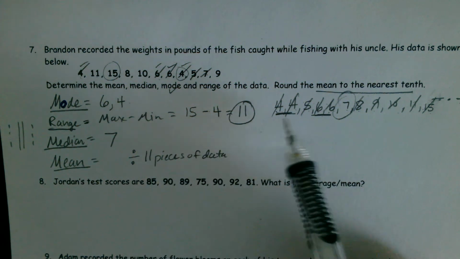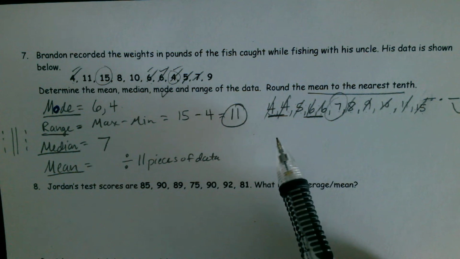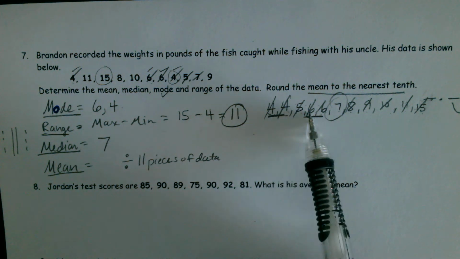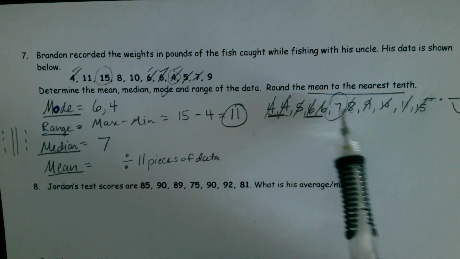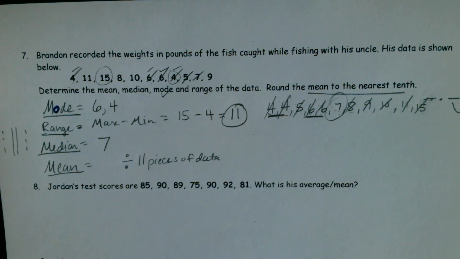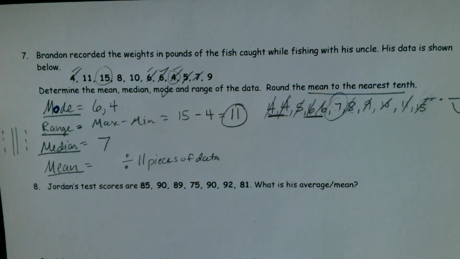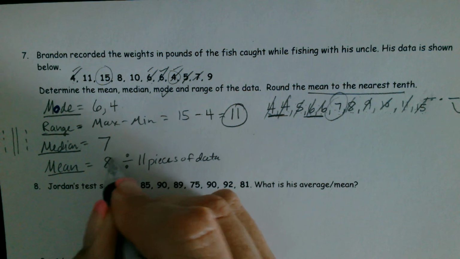Okay, so let's see. I'm going to add these up. 4 plus 4 is 8. Plus 5 is 13. 13 plus 12. I'm going to grab my calculator. So that's 8 plus 5 is 13. Plus 12 is 25. And 7 plus 8 is 15. So I'm going to add 15. 9 and 10 make 19. So I'm going to add 19. And 11 and 15. So plus 11 plus 15. I think I should get 85.